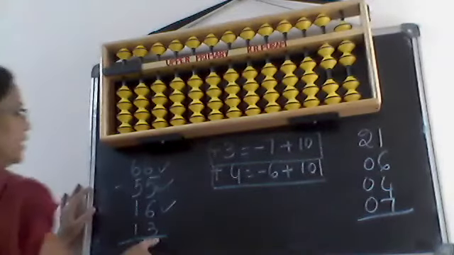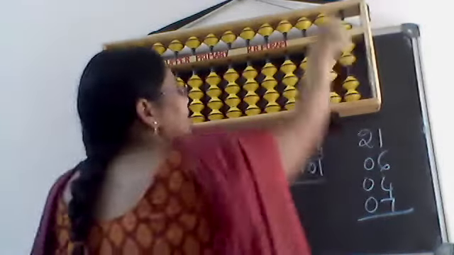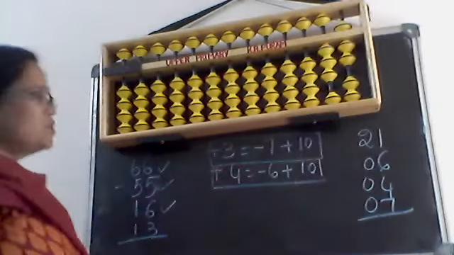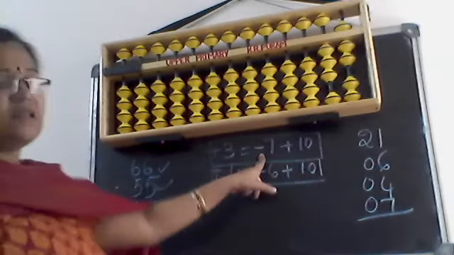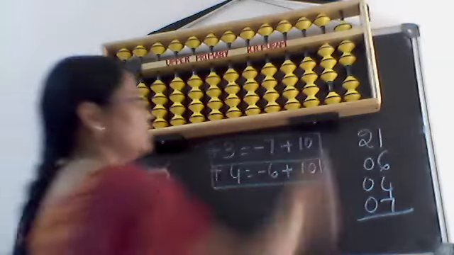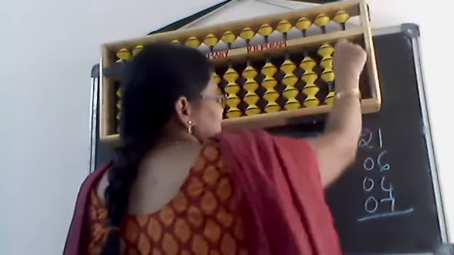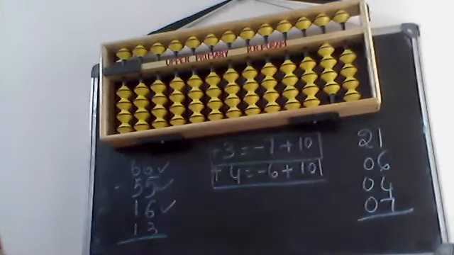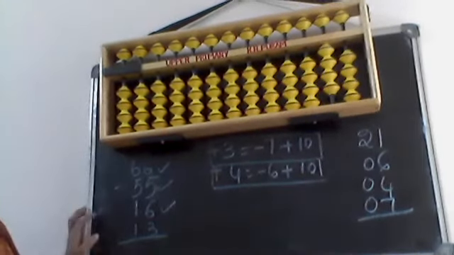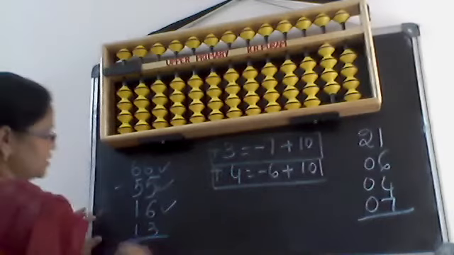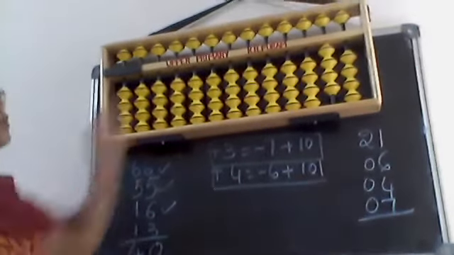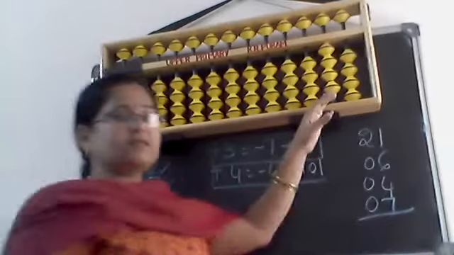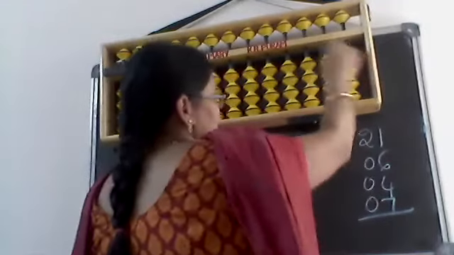Then 13. How do we add 13? 10 and 3. 3 is not there. So what do we have to do? Minus 7 plus 10. Remove the 7: 5, 6, 7, and add 10. So what is the answer, children? The answer is 40. You can see the answer in the answer bar, and you can give the answer.